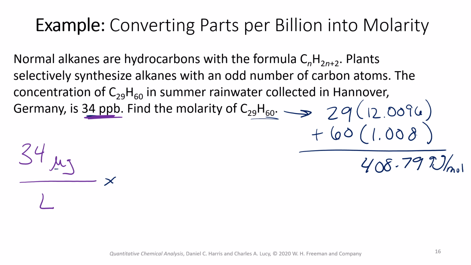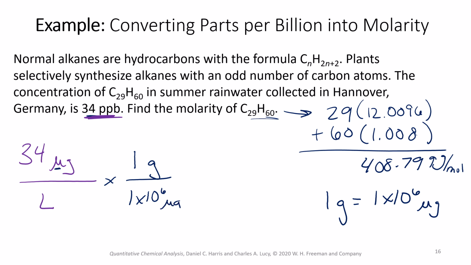If I want to convert micrograms into grams, because to be able to convert into moles, you need to have grams. How many micrograms are in 1 gram? Micro is very, very small. The equivalence is going to be 1 gram equals 1 times 10 to the 6 micrograms. So I want grams on top, and I want 1 times 10 to the 6 micrograms on the bottom. That way they cancel, and I now have grams.